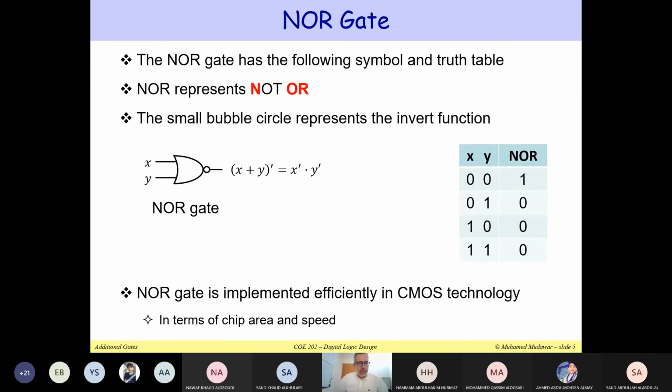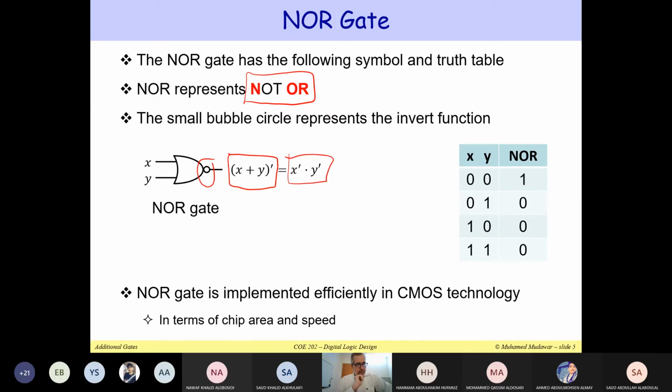The NOR gate, NOR means not OR. That's the meaning of NOR. And again, we draw it as an OR gate, but we draw a small bubble circle appearing at the output to invert. So the output is inverted, so it's not (X OR Y), and therefore we can write it as not X and not Y.